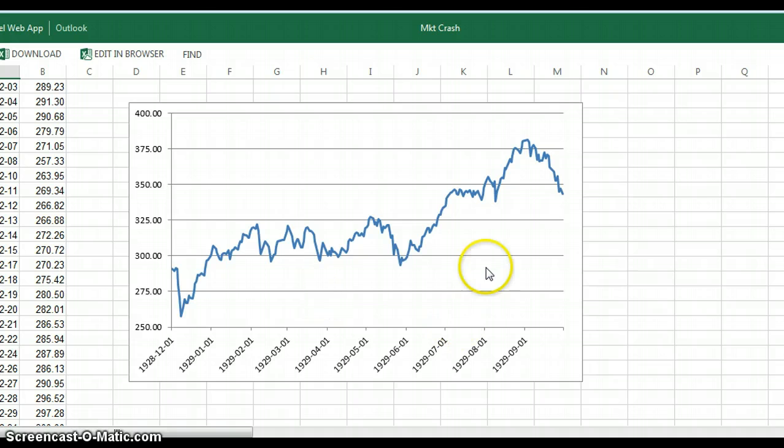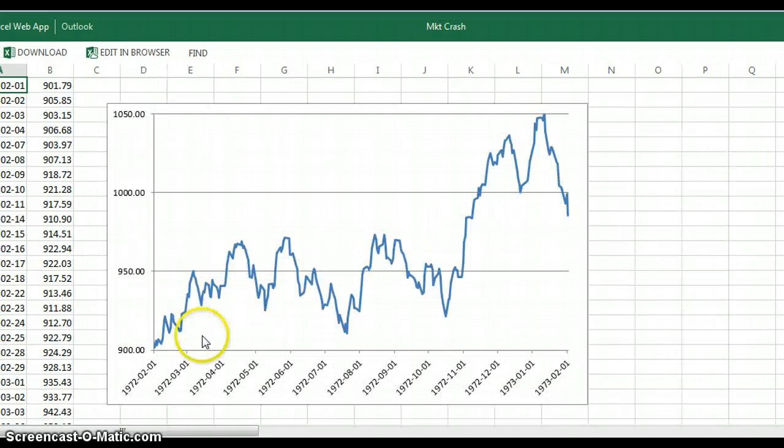This is the crash of 29, or right before it. Look at how it consolidated over here, and then all of a sudden went up, and then it had a sharp decline. And let's look at 1972, 1973. You notice that for the year the graph consolidates and then all of a sudden has a huge spike up and then it goes down, right?